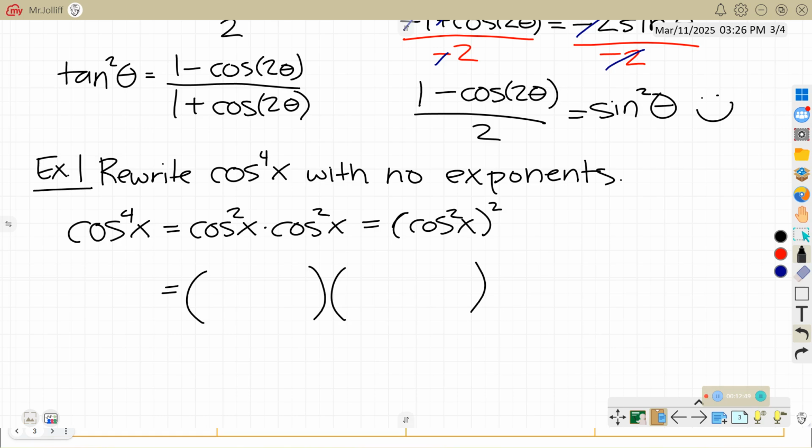Now we're grabbing formulas. For cosine squared, 1 plus cosine 2x all over 2. Not so bad.